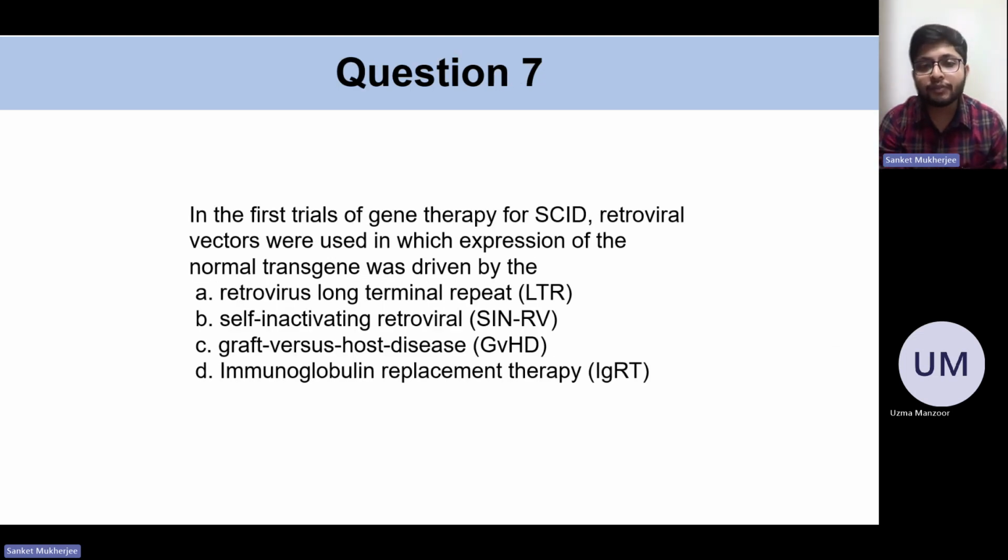Now, coming to question number 7: in the first trials of gene therapy for SCID, severe combined immunodeficiency, retroviral vectors were used in which expression of the normal transgene was driven by A, retrovirus long terminal repeats, LTR, B, self-inactivating retroviruses, SIN-RV, C, graft versus host disease, or D, immunoglobulin replacement therapy. I'll give you a minute to think on this and then we'll discuss the answer.